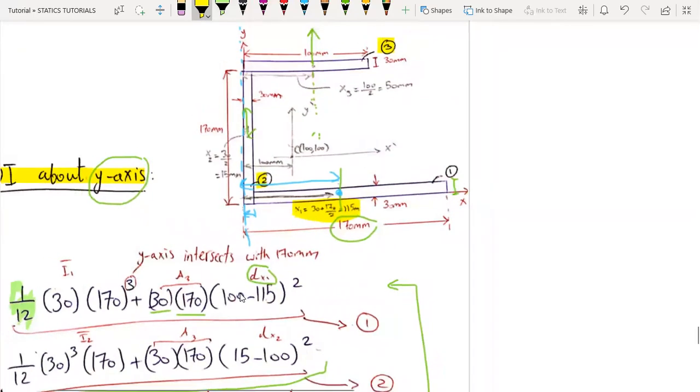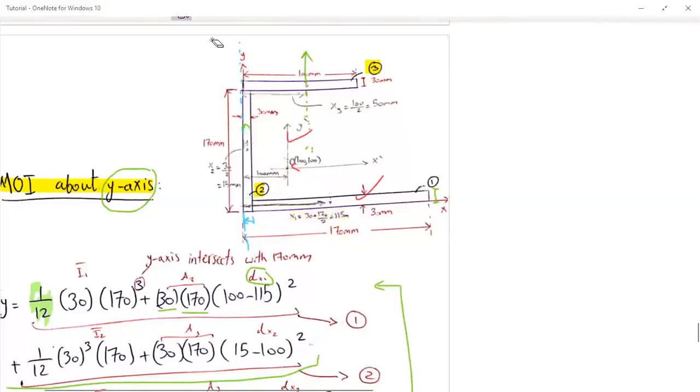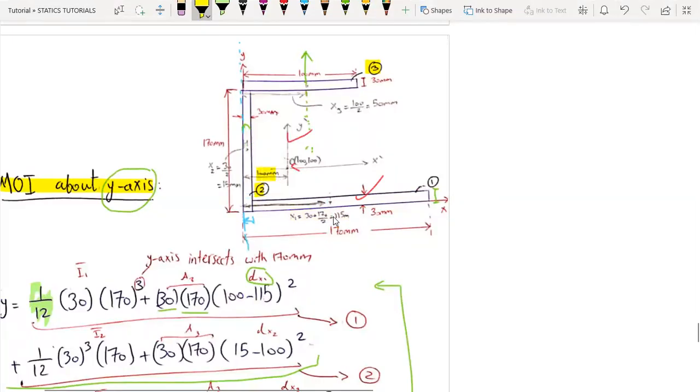Let's go one by one. So here dx1 will be what? Here the distance is 100, the centroid for the whole system. So we'll say x1 minus x bar squared, to get this distance, which is the distance from the centroid of this segment till the centroid of the whole system. So 100 minus 115, to get this distance.